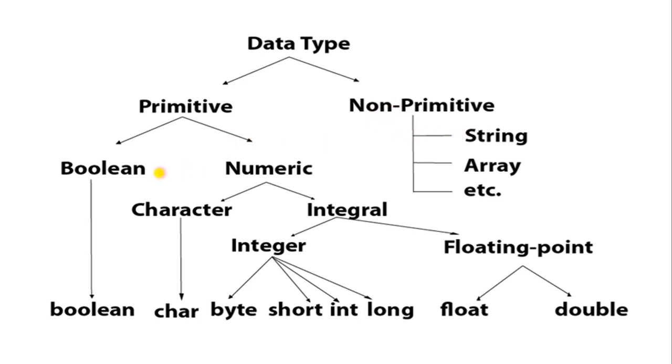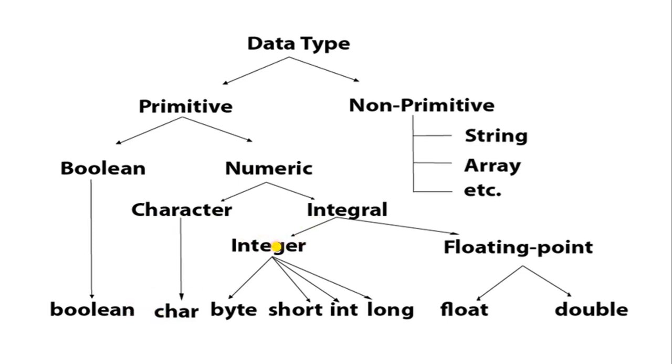Here primitive is also categorized into two types: one is boolean and another is numeric. The boolean data type is itself boolean; it has no other name. Numeric is also categorized into two types: one is character and another is integral. The character data type is char. Char is the data type.